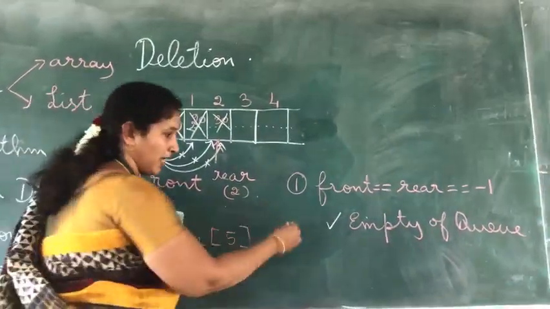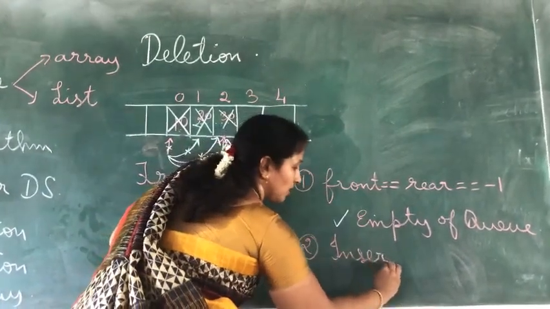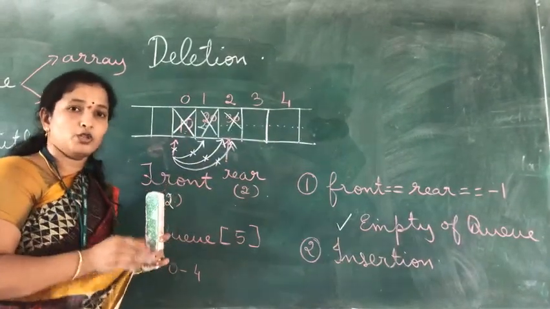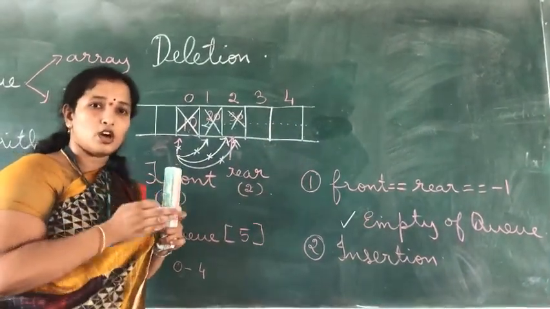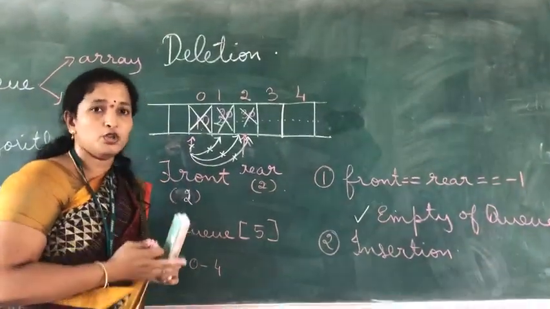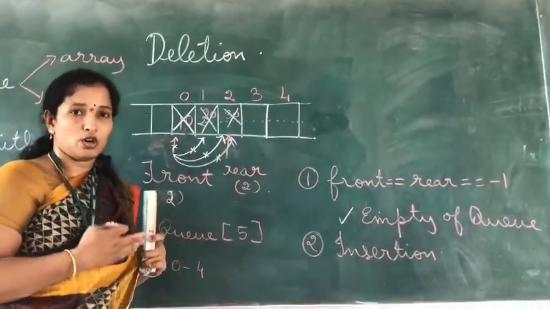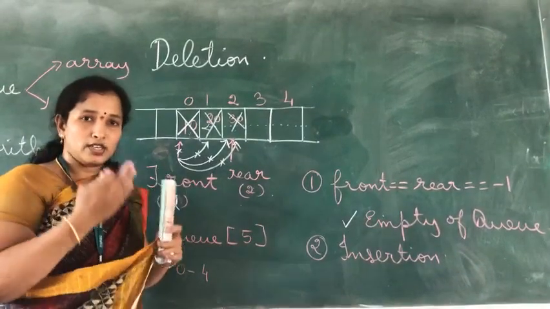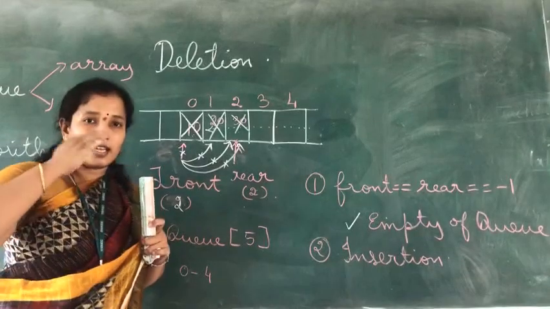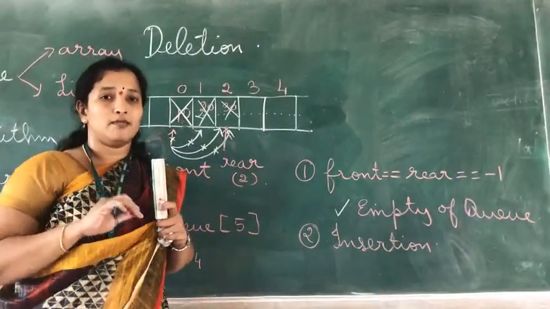So in this way we can frame the second point for insertion. So for insertion, what can be the condition? Whenever you want to do the insertion operation, you have to check whether the Q is overflow or not. And whenever you want to do the deletion operation, you have to check whether the condition is underflow or not. So what is meant by overflow? Overflow is nothing but going beyond the array size. If you are going above the array size, it is nothing but the overflow condition.